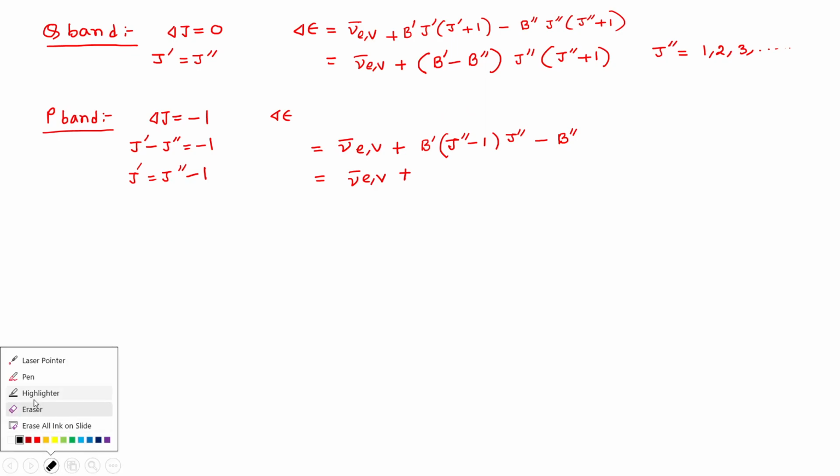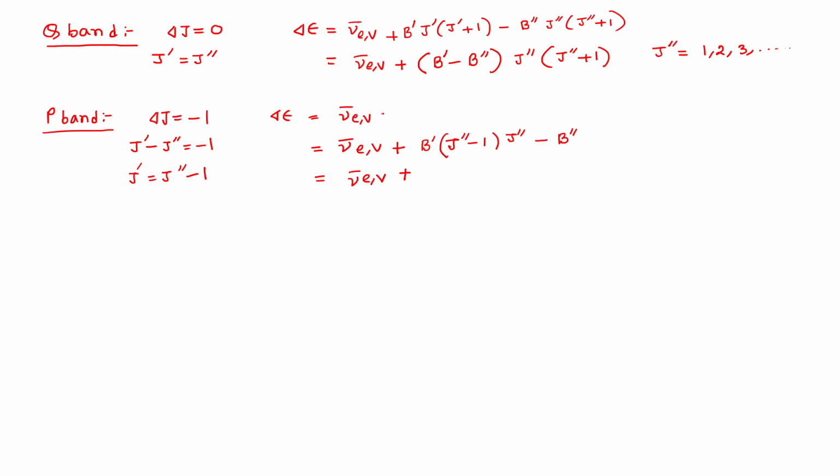nu equals nu naught plus B dash J dash plus 1 minus B double dash J double dash J double dash plus 1. So I'm replacing J dash equal to J double dash minus 1 for this particular branch. Then I am going to get B double dash J double dash J double dash plus 1.